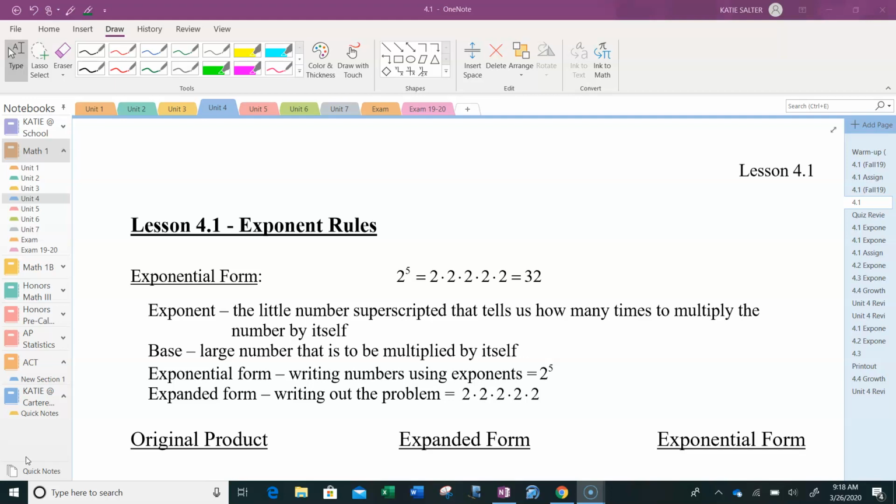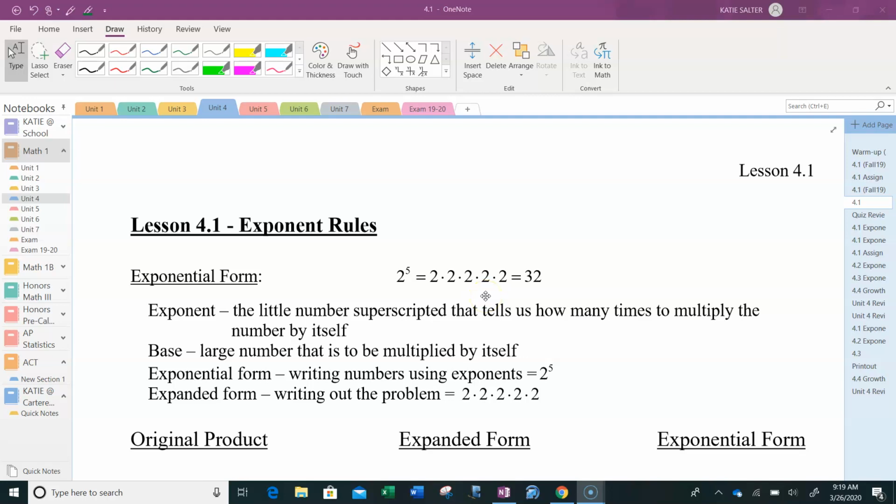Remember, an exponent is the little number that is superscripted, and it tells us how many times to multiply a number by itself. The base is the large number that is to be multiplied by itself. And when we say exponential form, it's where we take that base and actually write it raised to that exponent. So for example, 2 to the 5th is equal to 2 times 2 times 2 times 2 times 2, which would be 32. When we write the part where we expand it out, where we say 2 times itself 5 times, that is called expanded form.